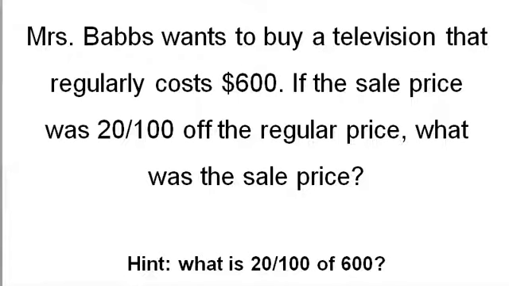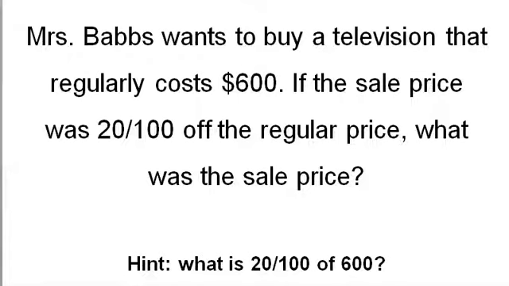We are going to get started today on our word problem. Mrs. Babs wants to buy a television that regularly costs $600. If the sale price was 20 hundredths of the regular price, what was the sale price? I want you to think about this 20 hundredths as 20%. 20% is the same as 20 over 100 or 2 tenths or 20 hundredths.